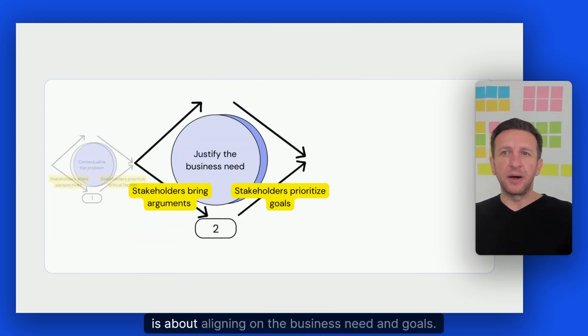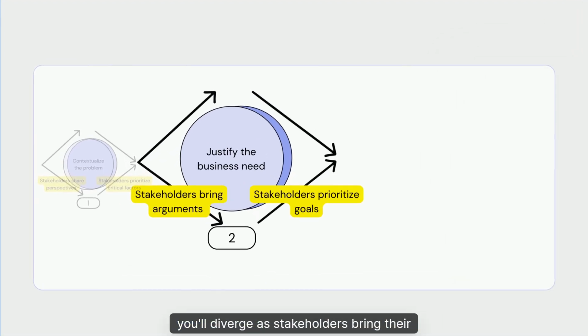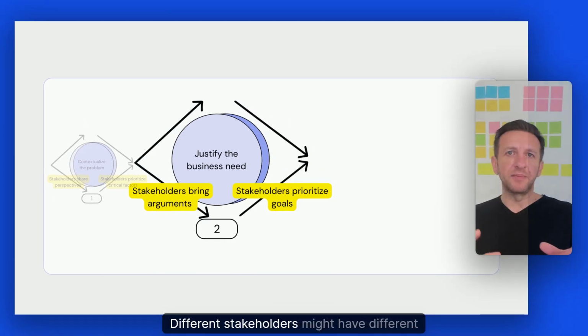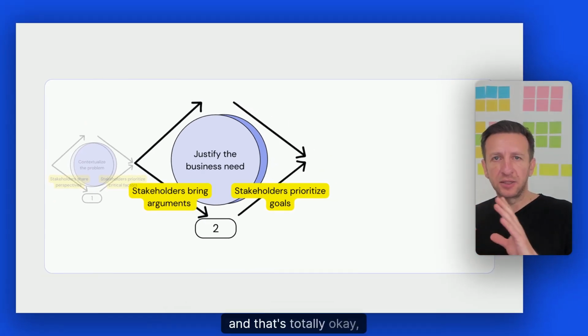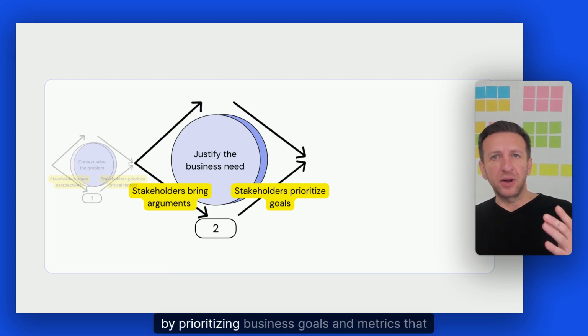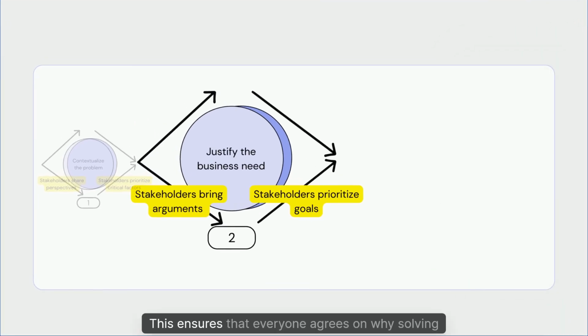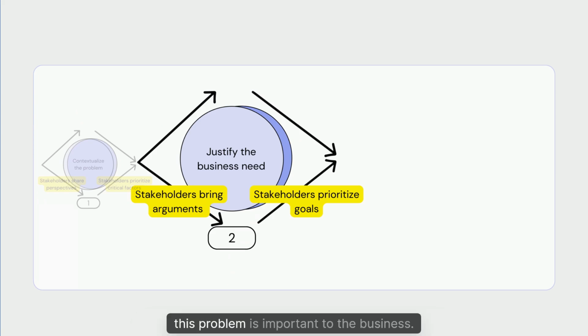Phase 2 is about aligning on the business need and goals. Again, you'll diverge as stakeholders bring their arguments, their goals, their objectives to the table. Different stakeholders might have different agendas, and that's totally okay. It's normal. But you'll then converge by prioritizing business goals and metrics that are the most relevant to the problem space. This ensures that everyone agrees on why solving this problem is important to the business.